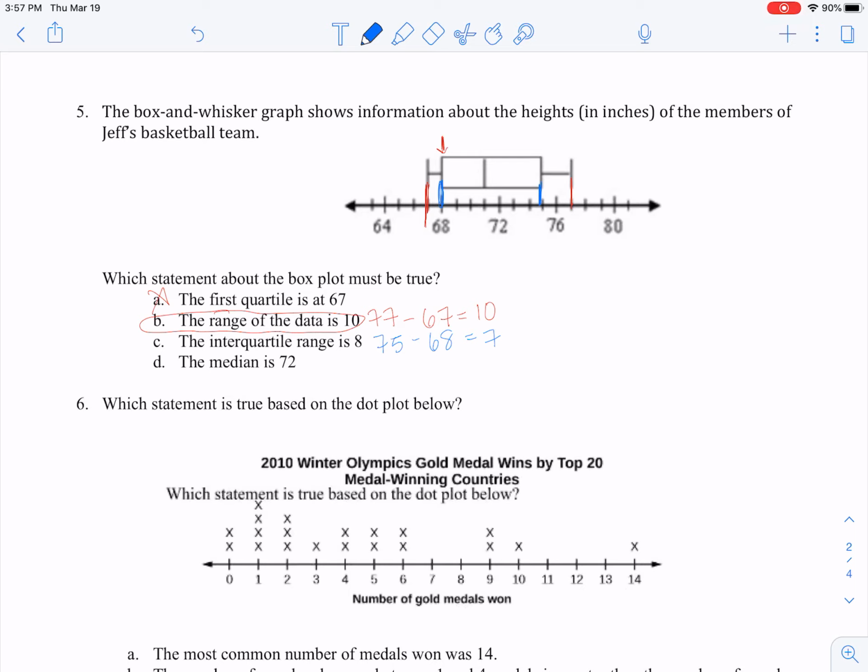D, the median is 72. Well, I know that the median is the line inside the box, and I know that's not 72, it's 71. So B is the correct answer.